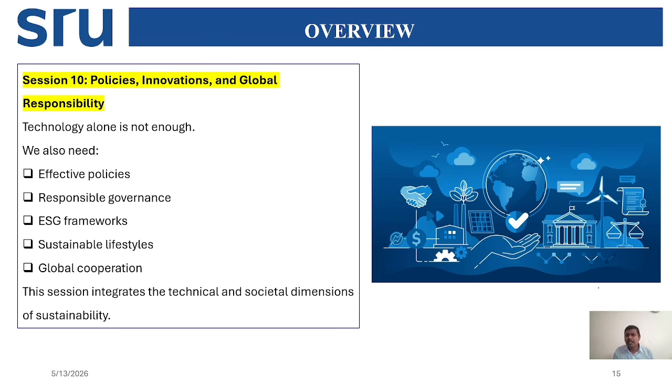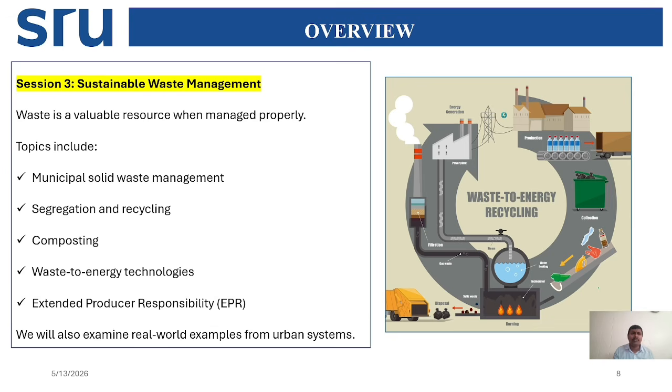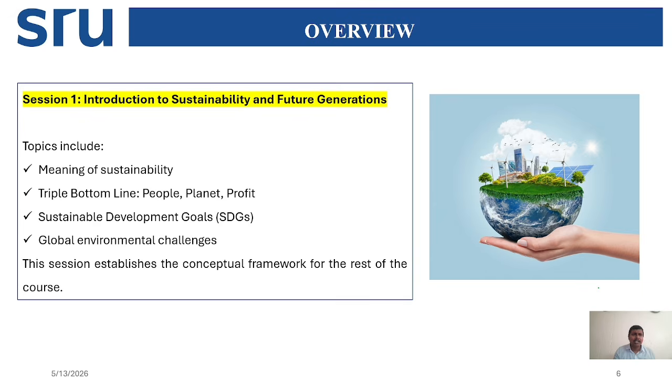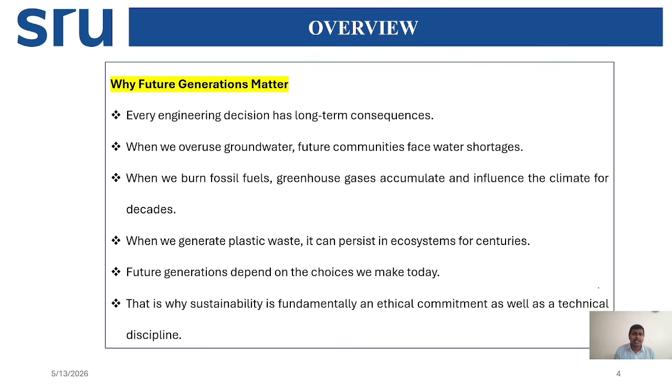So this session will clearly mention how we can integrate the technical and social dimensions of sustainability. This is the overview of the 10 modules. I hope you have understood. You see here clearly what we are discussing in the first module: the introduction to my course, the objectives of this course, and why future generations need these sustainability aspects.